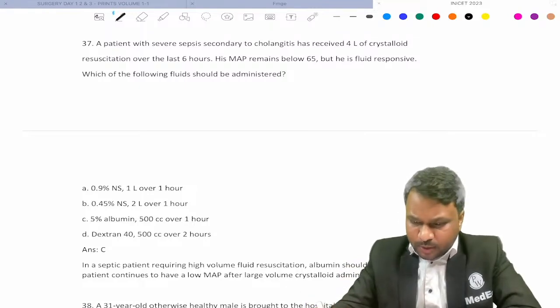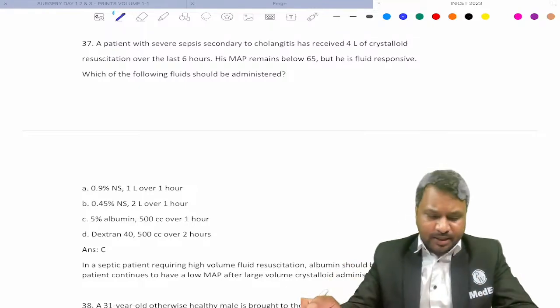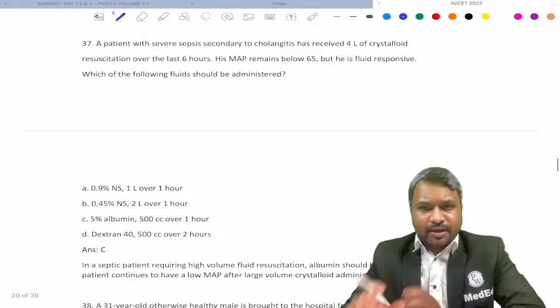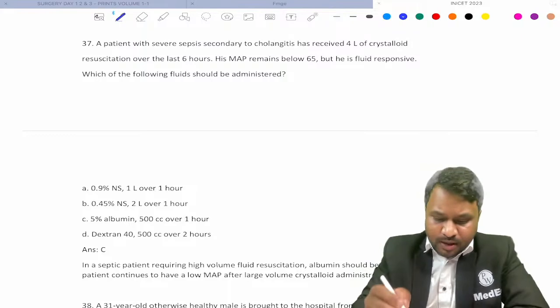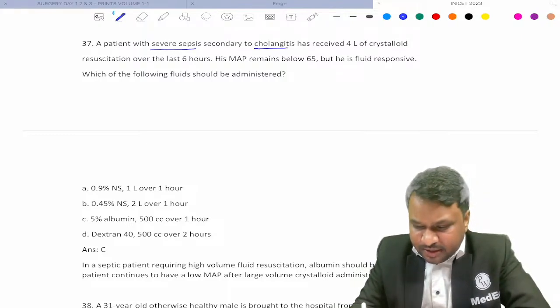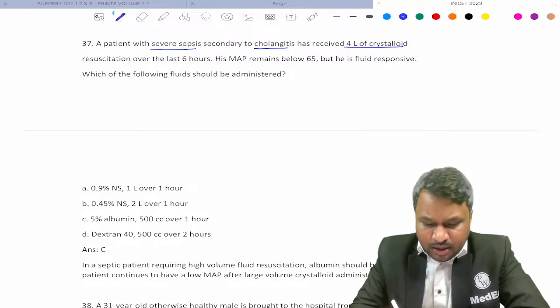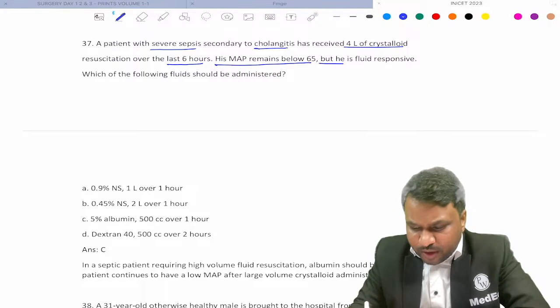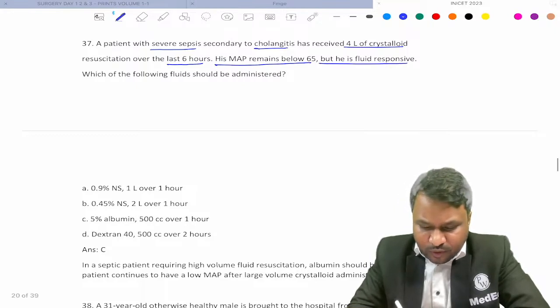So we'll be talking about the questions that we left across from yesterday. Question number 37. We have done 36 questions yesterday, so a total of 75 is the target, right? Now we have a patient who is in severe sepsis, secondary to cholangitis, has received 4 liters of crystalloids over the last 6 hours. His mean arterial pressure is extremely low, but he's fluid responsive. Which of the following fluid should be given?